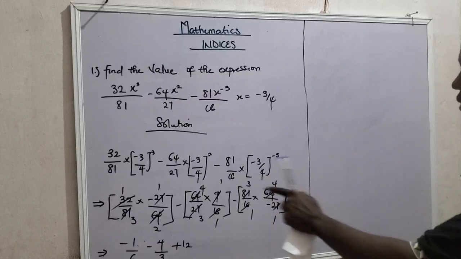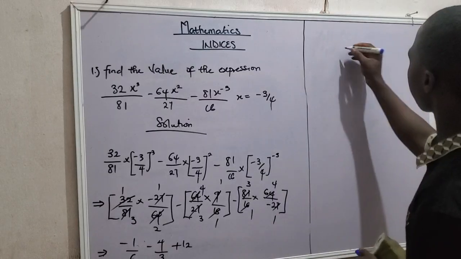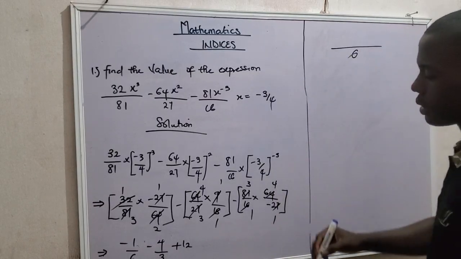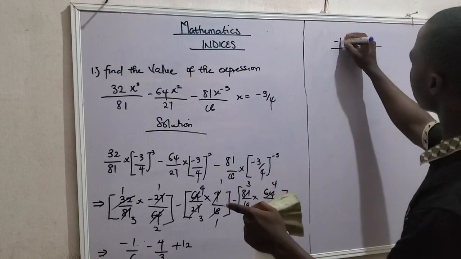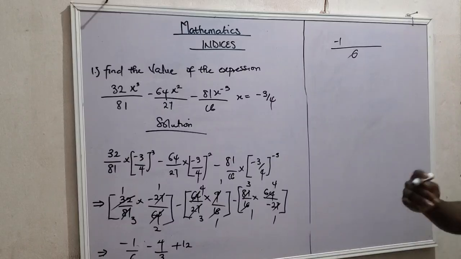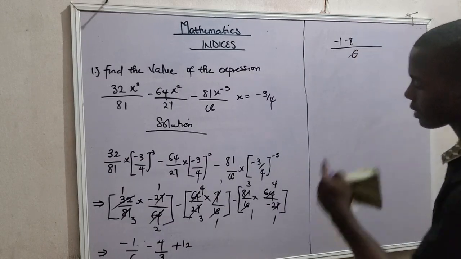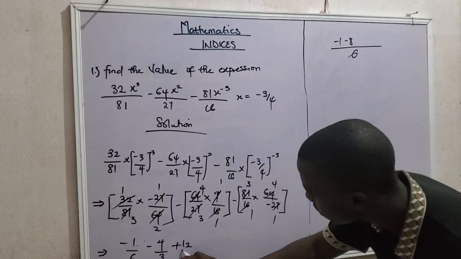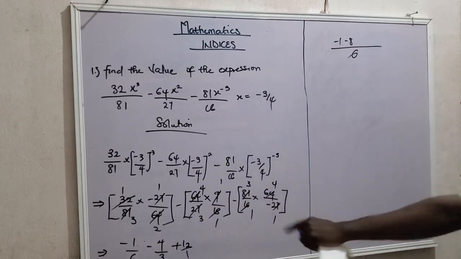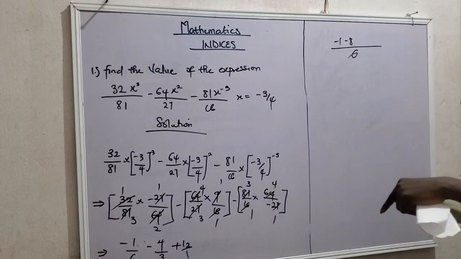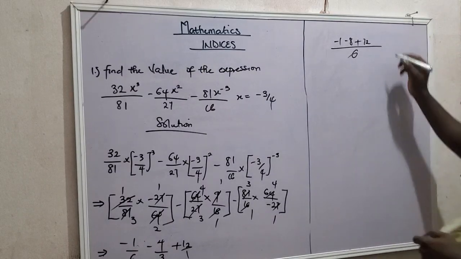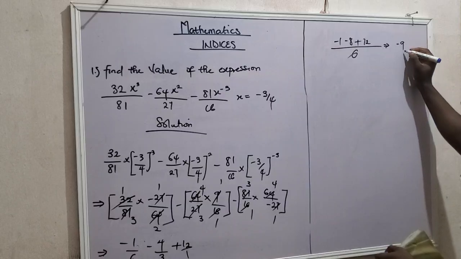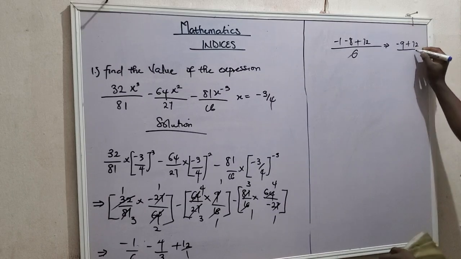Now the LCM of 6 and 3 is 6. So 6 divided by 6 is 1, and 1 times negative 1 gives us negative 1. 6 divided by 3 gives us 2, and 2 times negative 4 gives us negative 8. And here we have an invisible 1. 6 divided by 1 gives us 6, and 6 times positive 12 gives us positive 72. So this will be written as minus 9 plus 72 all over 6.